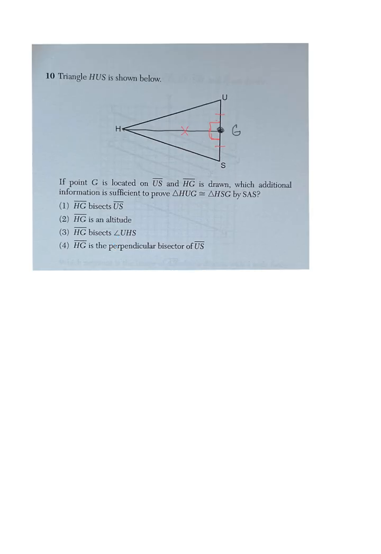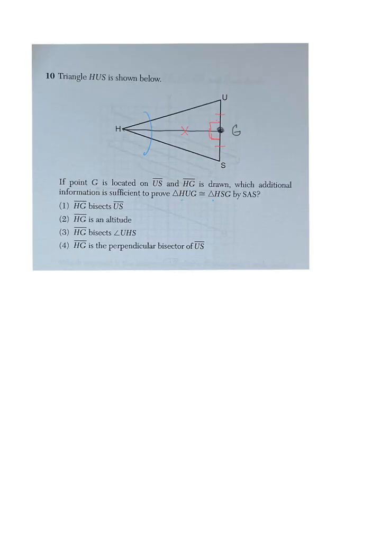Okay, let's get this one. HG bisects UHS. So let's find UHS. Okay, so let me pick a different color here just so you can see. Here's UHS. We know nothing about that. Okay, so that is not going to help us to prove that these two triangles are equal by side, angle, side. Okay, so it's got to be this last one.